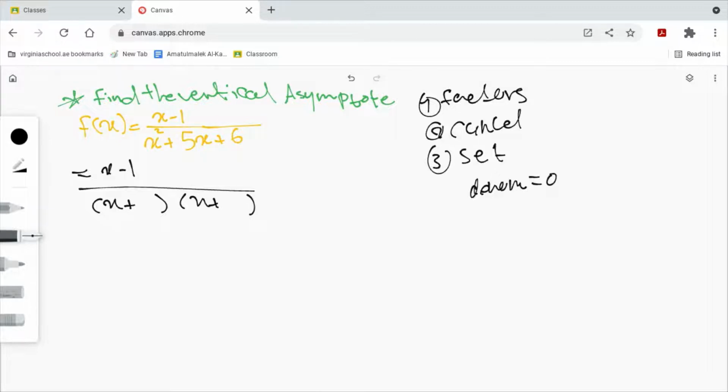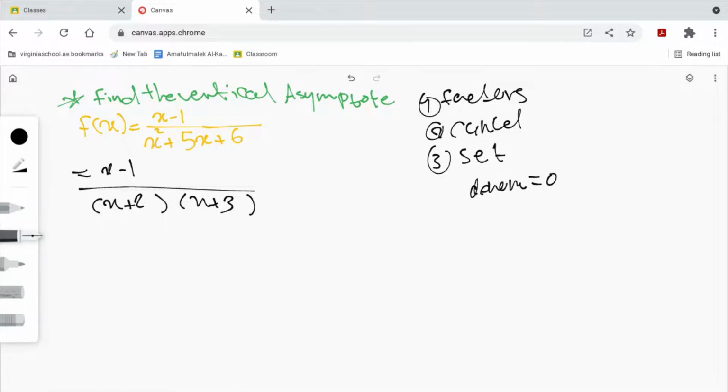Okay, there are two numbers here that multiply to 6 and add to 5. Those numbers would be 2 and 3, since 2 times 3 is 6 and 2 plus 3 is 5. So here we have 2 and 3. And that's all that you can factor for this rational function. So the first step is to factor.